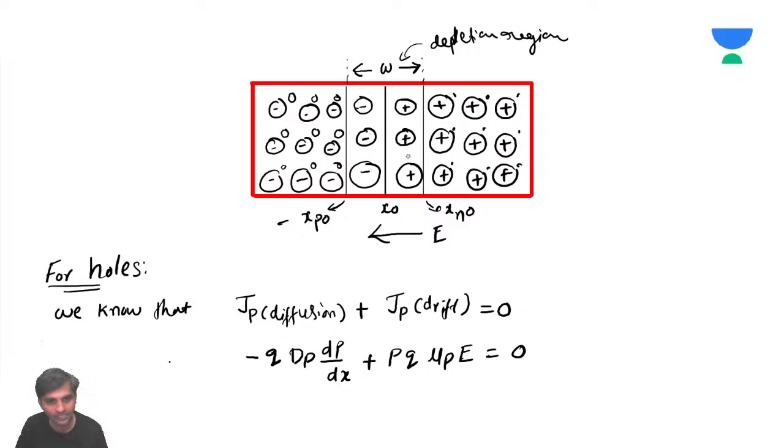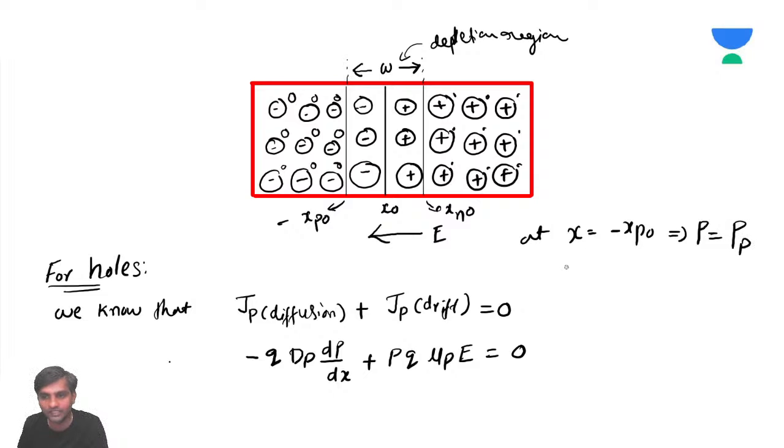So we are talking about minority charge carriers, that is holes. At x is equal to minus xp naught, what is the p value? P is nothing but pp, that is p is equal to pp. We're talking about only holes.